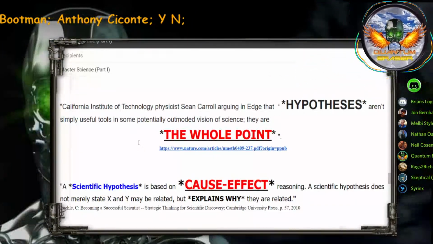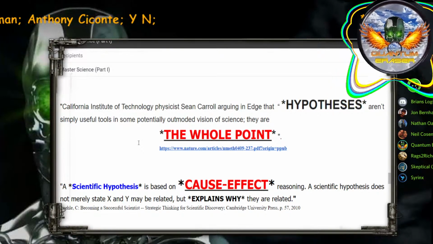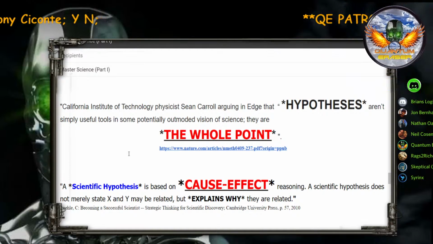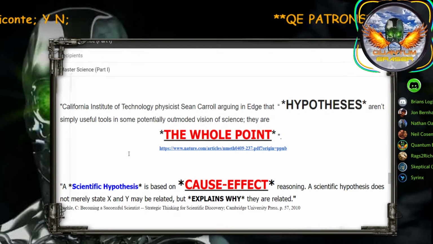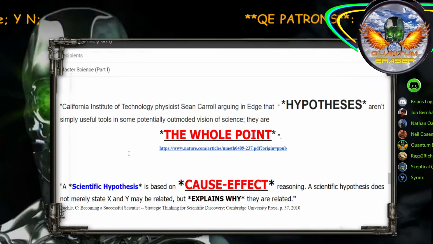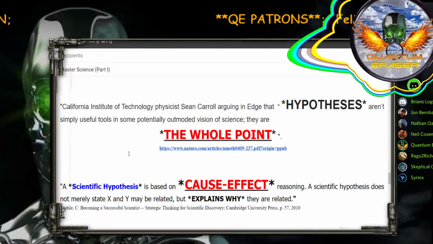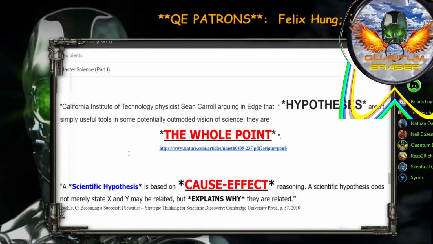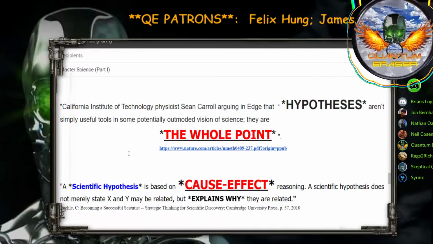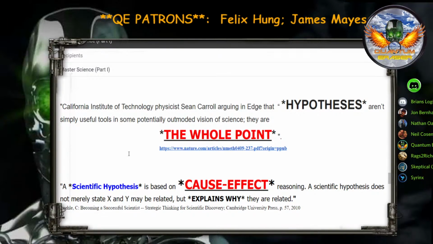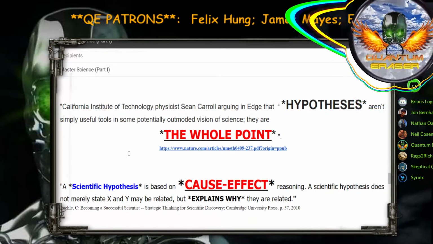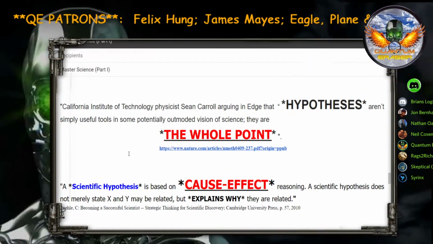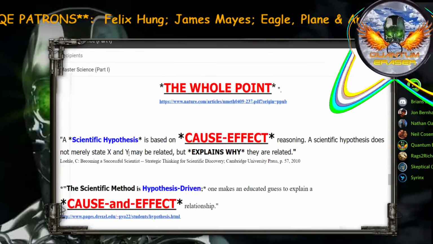And I present to you Sean Carroll. Listen up, baltards, from nature.com. California Institute of Technology physicist Sean Carroll arguing in the edge that hypotheses aren't simply useful tools in some potentially outmoded vision of science. They are the whole point. Get it? So, what is a scientific hypothesis?